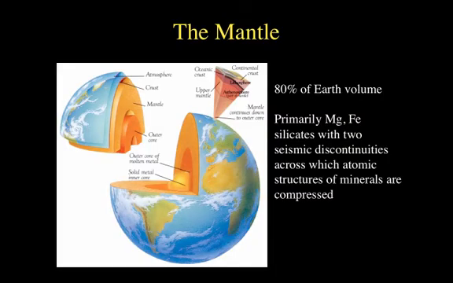The mantle is about 80% of Earth's volume, and it's primarily magnesium and iron silicates, and it's got several discontinuities within it, and across those discontinuities, the atomic structures of the minerals that are in the mantle are compressed into denser structures because of the great pressures in the mantle.